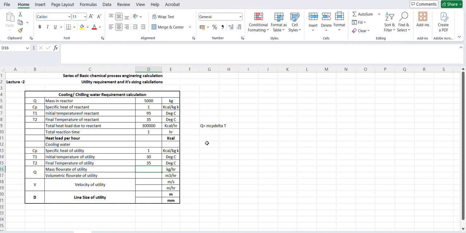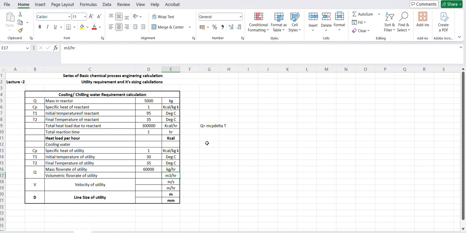As we know, as per the law of thermodynamics, energy is neither created nor destroyed. It can be transferred from one form to another. Here Q process is removed, which means it will transfer to Q utility. So to calculate the mass flow rate, we just need to consider Q divided by Cp into delta T of the utility, so that we can get the flow rate of the utility. That is the kg per hour flow rate required of the utility, 60,000.